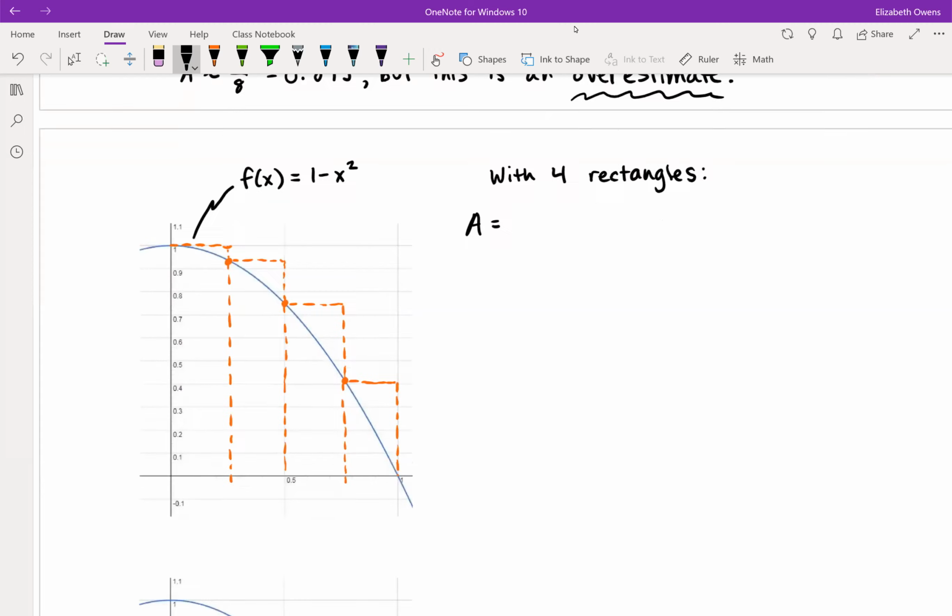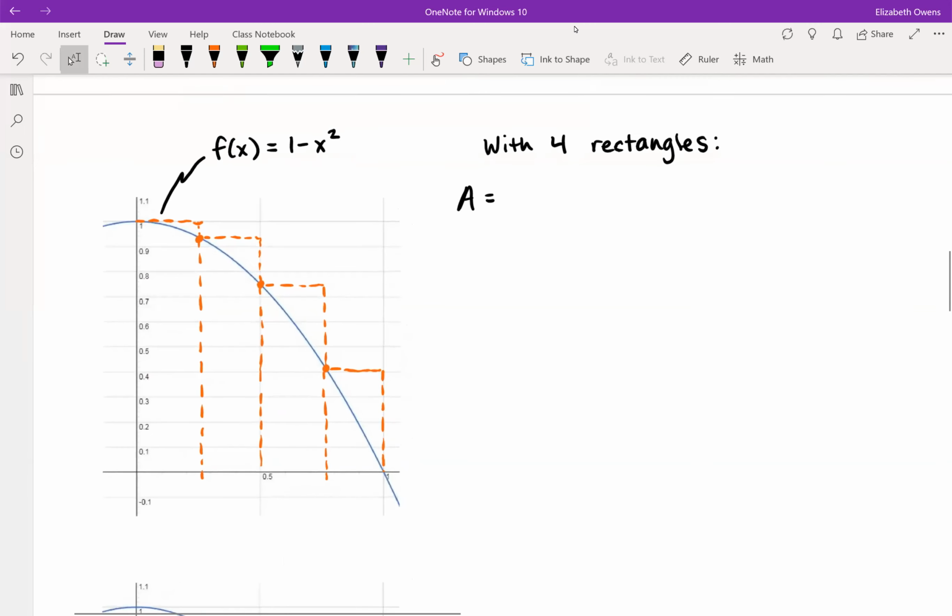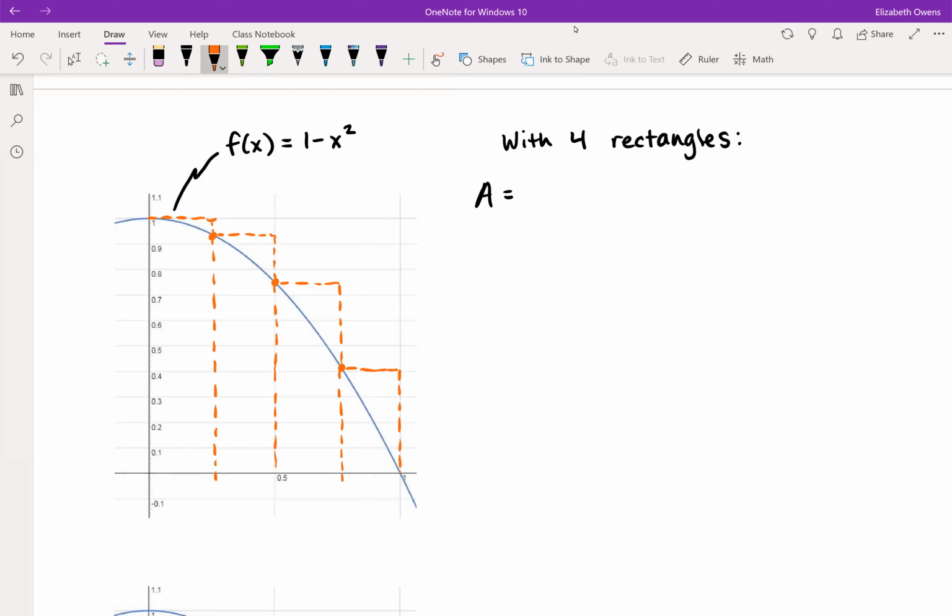So for each one of these rectangles, we're going to need the width and the height. The width, you can see, is going to be just 1/4 of a unit because we've taken our full 1 unit length here and cut it into 4 pieces. So each one of these rectangles is 1/4 unit wide. Where we're going to need to figure out a little bit more is with the height.